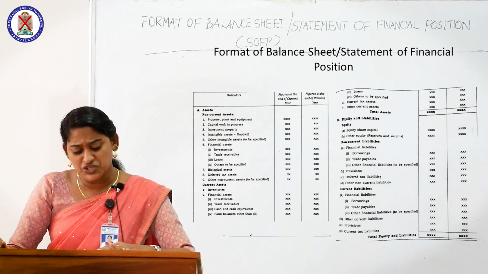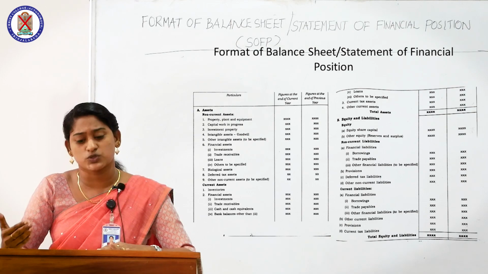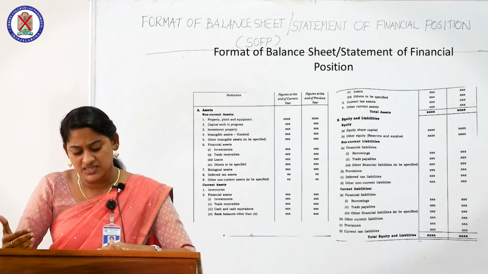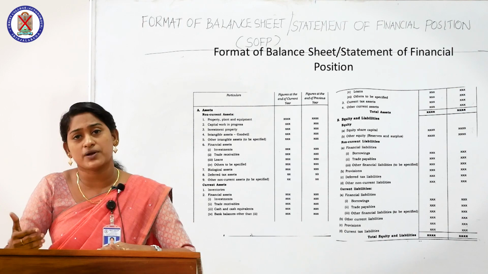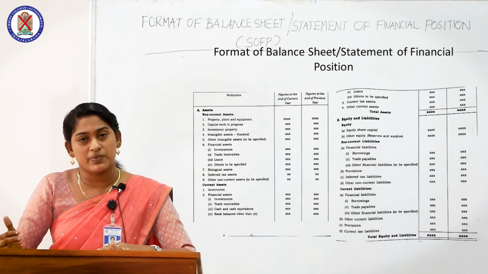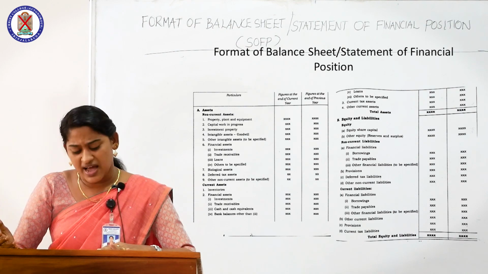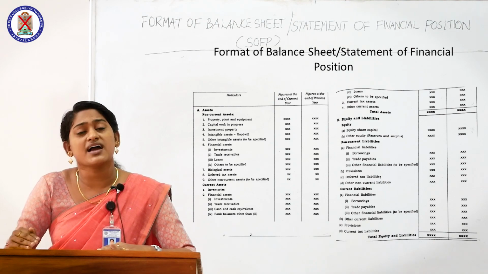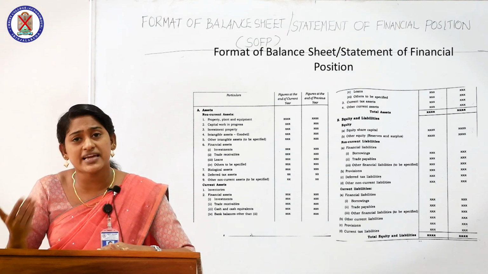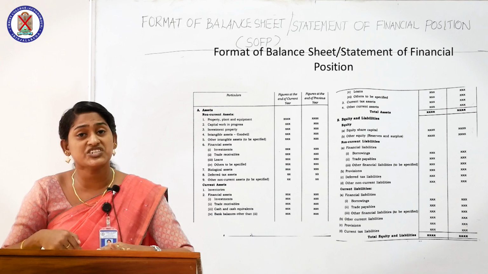Then the financial liabilities are again divided into three. First one, borrowings. Borrowings means money taken from some other person. Trade payable. Short-term trade payable is mentioned in this head. The next one, other financial liabilities. Then the next one is other current liabilities.